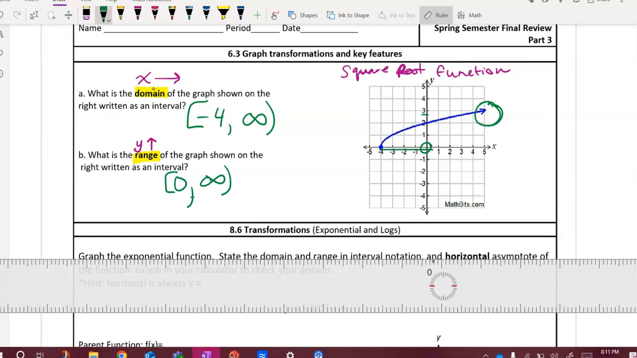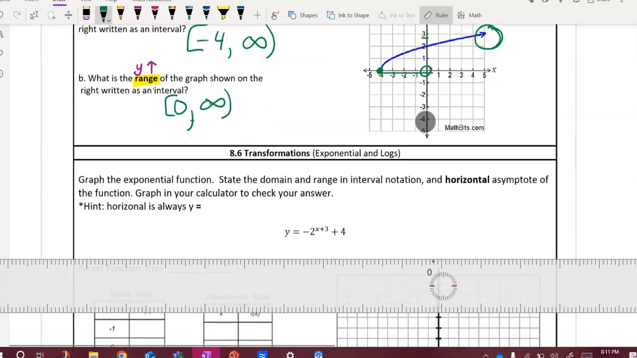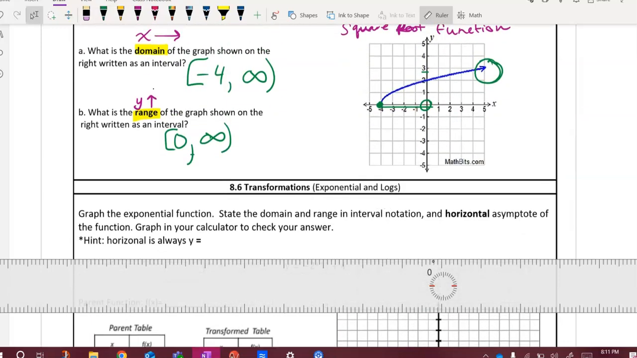Now, the reason we use parentheses for infinity and a bracket for a closed point is because infinity is not a tangible number. We can't actually count to infinity, so it's just kind of an estimation. This graph goes on forever. So to expand on that, the parentheses means an estimation, and the bracket means more of a concrete, hard point.